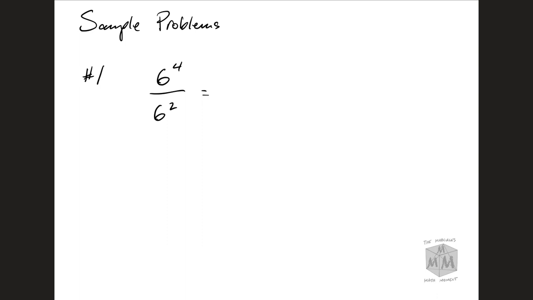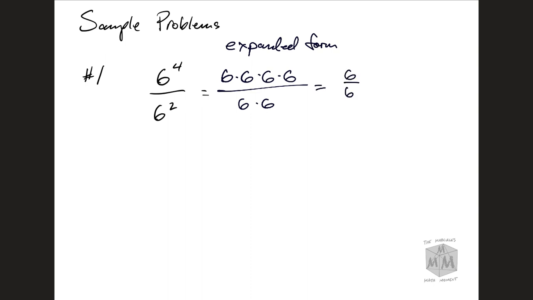Okay, so we're just jumping right into our first sample problem. I have 6 to the 4th divided by 6 squared, or to the second power. So we're going to first write it in expanded form. It's going to give us 6 times 6 times 6 times 6, divided by 6 times 6. Well, what we can really do is this is 6 over 6 times 6 over 6 times 6 over 1 times 6 over 1. Okay, well, what's 6 divided by 6? That's just 1. What's 6 divided by 6? That's just 1. And then what's 6 times 6? That's 6 squared. That's 36.